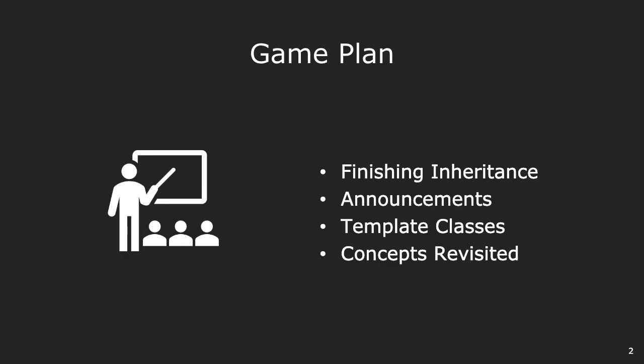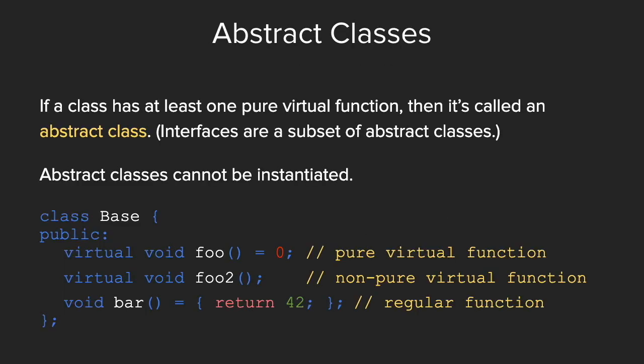So we asked people to think about what the difference between a pure and non-pure virtual function was. So yeah, we'll be finishing up inheritance, what we didn't finish from last time, and then going into template classes and concepts. So revisiting the whole idea of templates, but now applied in an object-oriented setting. So very exciting today. All right, so who can tell me what the difference between a pure virtual function and a non-pure virtual function is?